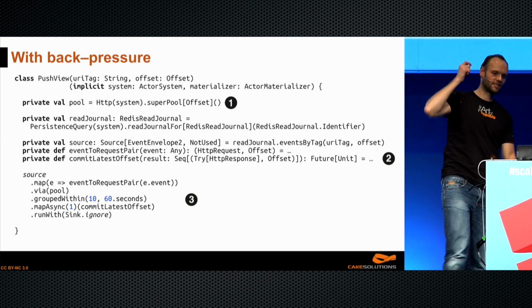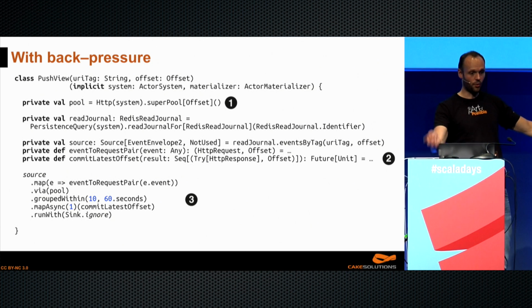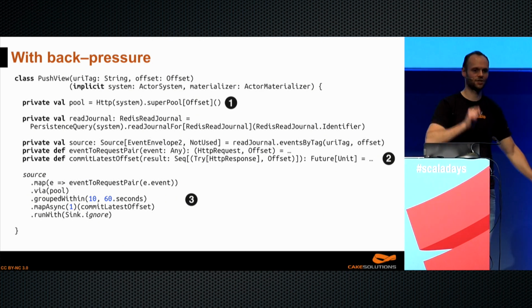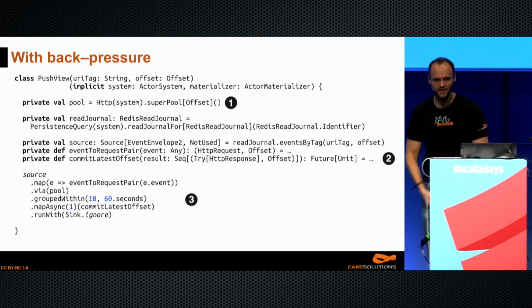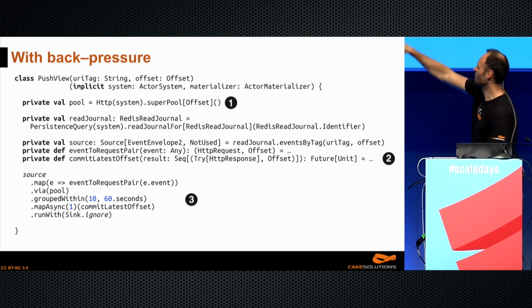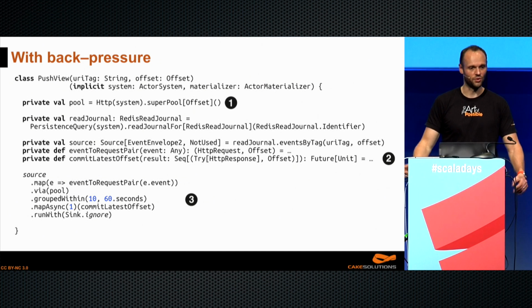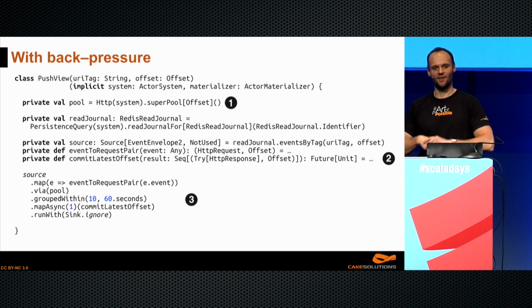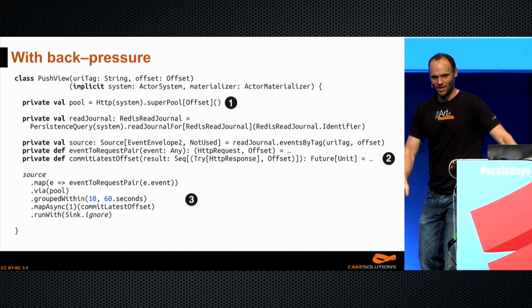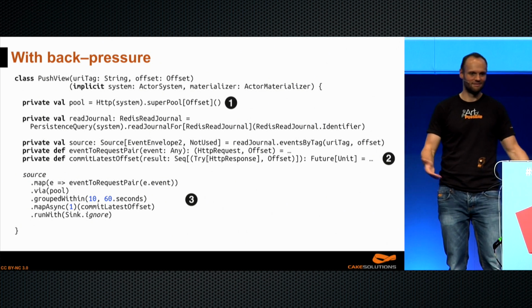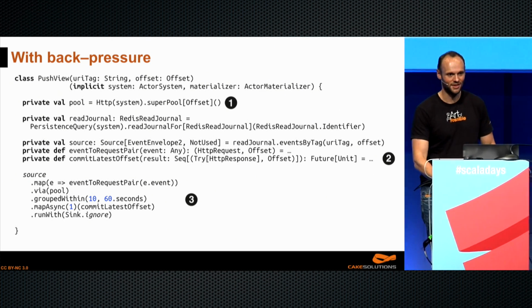For every request that we send, we're going to commit to our own offset how far we got, right? So that when we create a new version of this view, we don't resend the same request to the client. And suppose we don't really care about the responses that we receive, so we'll run it with sink ignore. And we're smiling. We have back pressure aware stuff that reads from our journal, that we can group, that we can control, and it's not that much code in the end.